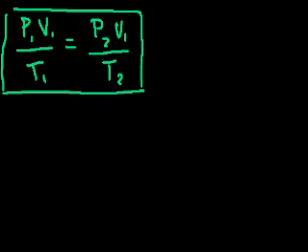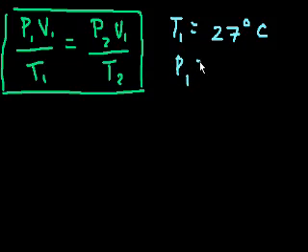This problem is very typical of most of what you'll see. This is from the Barron's AP Physics B on page 226, and it says: a confined gas is at a temperature of 27 degrees. So its initial temperature is 27 degrees Celsius. When it has a pressure and volume, its pressure is 1,000 pascals, or newtons per meter squared, and the volume is 30 meters cubed.